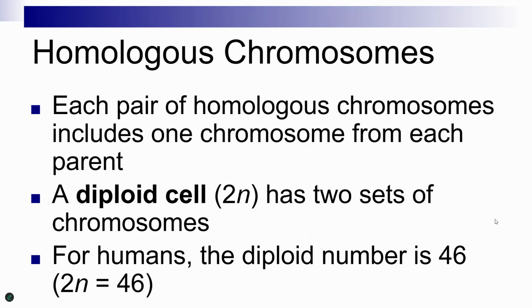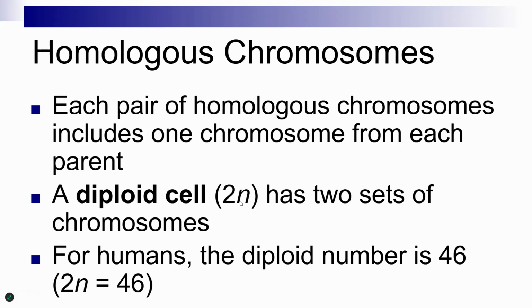Again, when we're looking at those homologous chromosomes, you get one from mom and one from dad. Every somatic cell in our body is going to have 2 sets of chromosomes. So they're going to have 2 pairs, and those pairs are going to be homologous to each other. When a cell has 2 sets of chromosomes, it is said to be diploid, or 2N. The N is for the number of chromosomes in a set. And then 2N would be 2 sets of chromosomes.